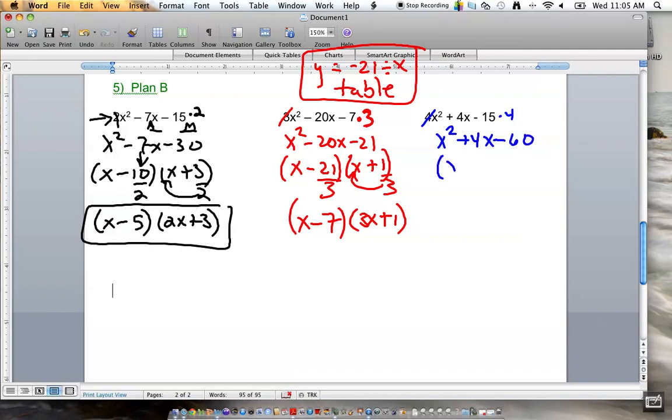Then I'm going to factor this. I get x plus 10 times x minus 6. Then I have to, don't forget, divide back in by that 4. And I get, well, this is interesting. I get x plus 5 over 2. And in this case, I get x minus 3 over 2.